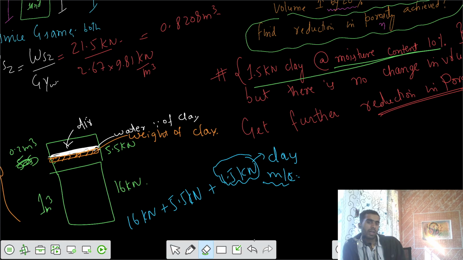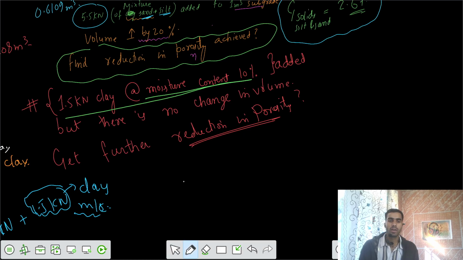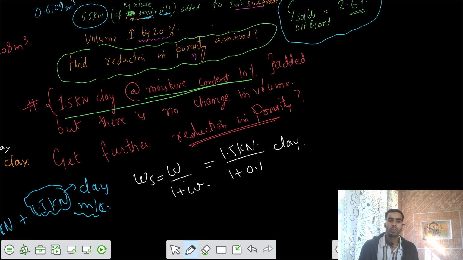Now, can you tell me the weight of those clay solids? Can you calculate it based on the first derivation we have? Based on the first relation we derived, weight of solids is equal to total weight of the soil specimen divided by 1 plus water content. So for your 1.5 kilonewton of clay, with a water content of 10%, this is your weight of solids of clay: 1.363 kilonewton.